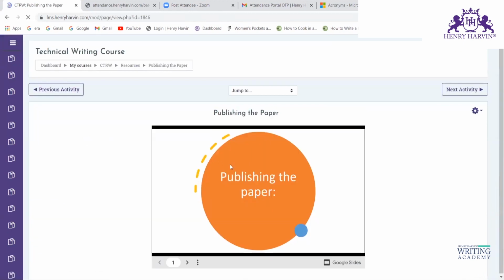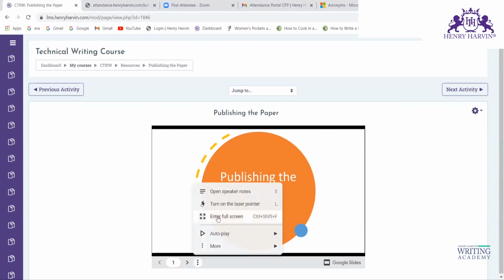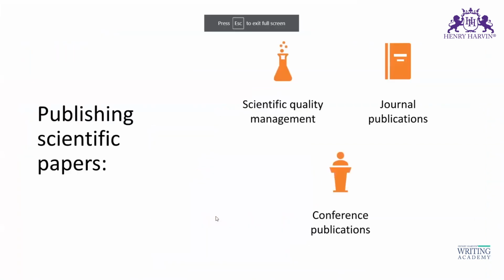Once you are done with all those things, the last factor is getting the paper published. How do you go ahead and do that? When you want to publish your paper, there is scientific quality management: a quality team will be analyzing your paper. There could be journal publications, and there could be conferences. Your paper could go to a conference or to a journal. These are the places where we send our research papers.